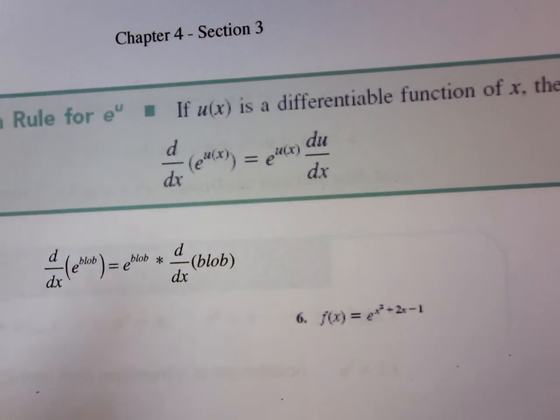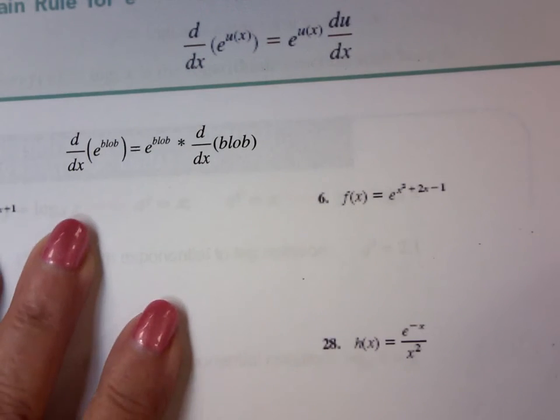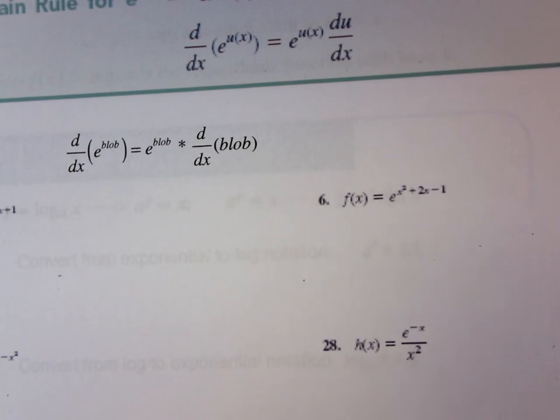Now, to me, I can understand what that says, but you might understand this a little bit better. The derivative of e to the blob is e to the blob times the derivative of the blob. That's what it says. It's e to the blob times the derivative of the blob. Chain rule. Only the blob now is an exponent.